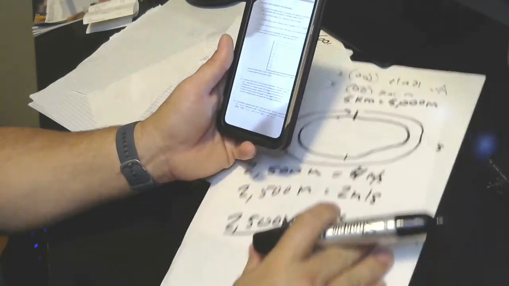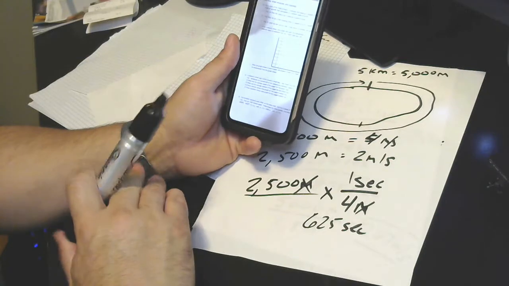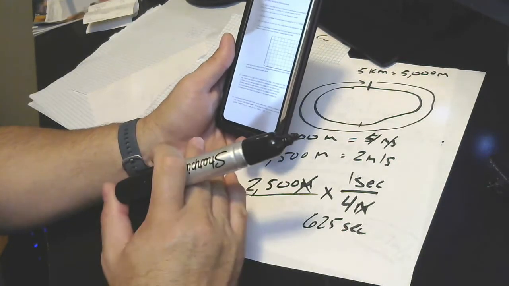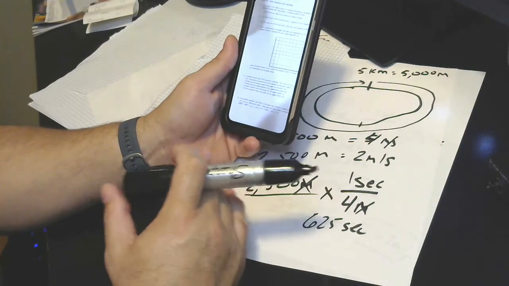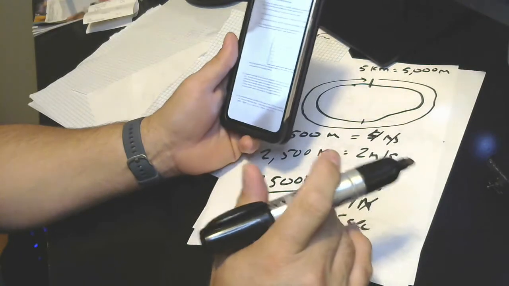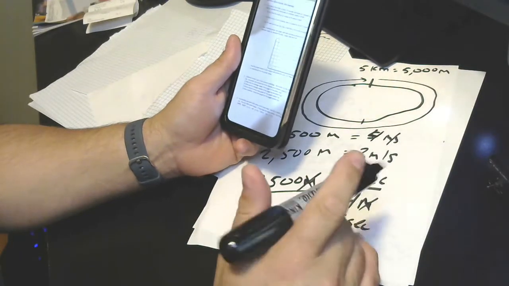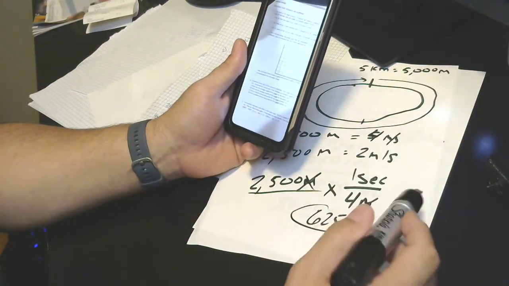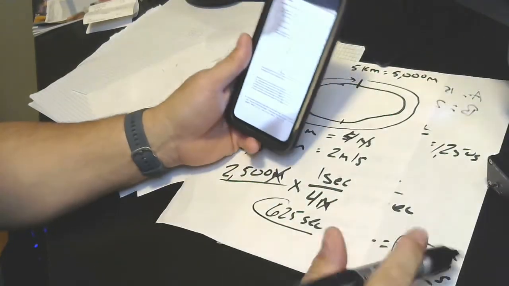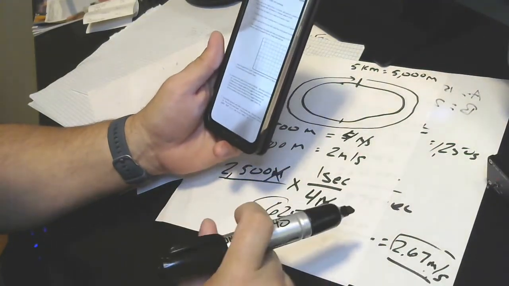So what they're probably trying to say is that in certain cases you can say velocity is equal to speed. I think they just want to use the term speed. So if you haven't talked about vectors yet, then the answer to the average velocity is going to be the same as the speed, which was, what did I say, 2.67 meters per second.